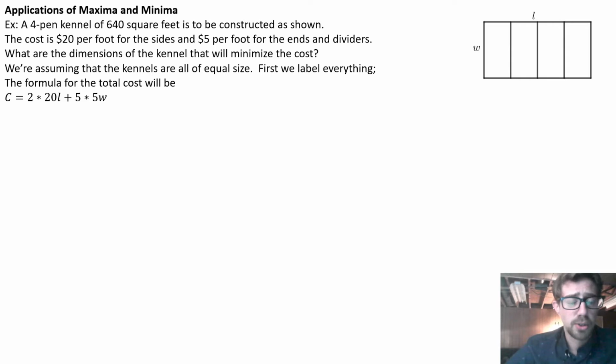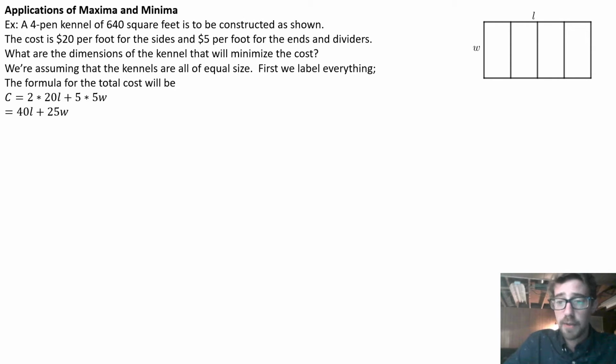All right, so our total cost is, 2 sides, so 2 times $20 times however many feet the sides are, plus 5, because there's 5 ends and dividers, times $5 times however many feet the ends and dividers are, right? So it's 2 times 20L plus 5 times 5W. That cleans up to just 40L plus 25W.